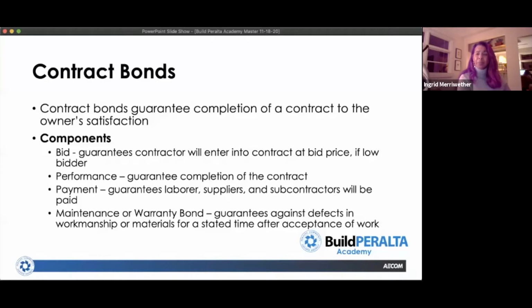And then the payment bond is a guarantee that you will pay your laborers, material suppliers, and subcontractors who are due a portion of your progress payments.